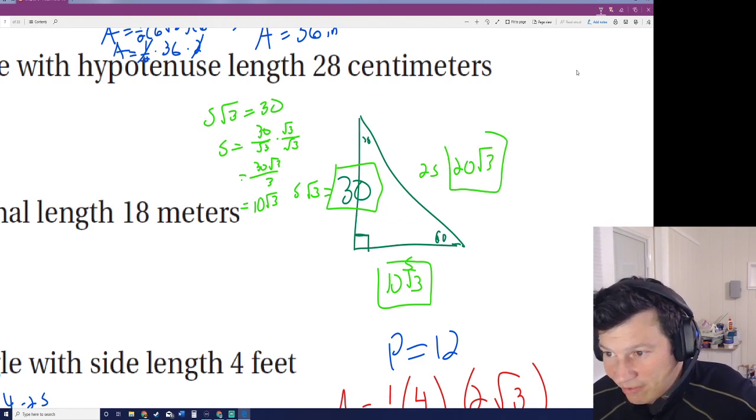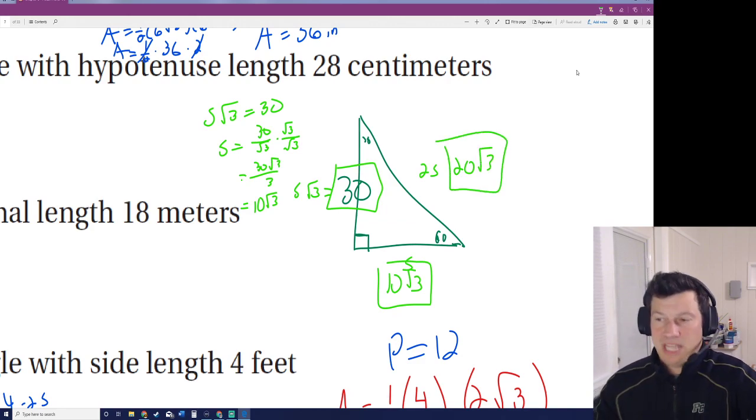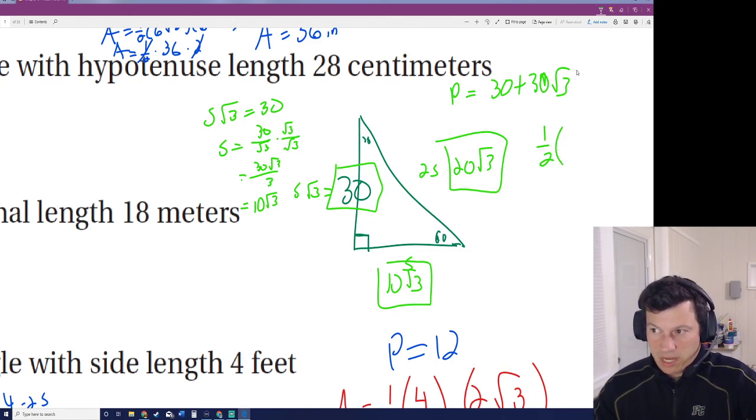So now I pretty much have everything I need. If I wanted the perimeter, it would be 10 root 3 plus 20 root 3 plus 30, so it would be 30 plus 30 root 3. The area would be a little different. It would be 1/2 the base, which is 10 root 3, times the height, which is 30.